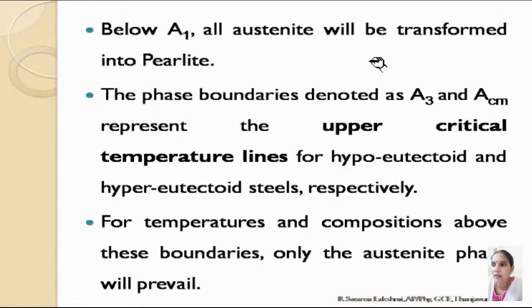Below A1, the austenite is transformed into pearlite. The other two phase boundaries, A3, as I told earlier, is the upper critical temperature line for a hypo-eutectoid steel, while ACM is the upper critical temperature line for hyper-eutectoid steel. For temperatures and compositions above these boundaries, only the austenite phase will exist, hence the name critical temperature.